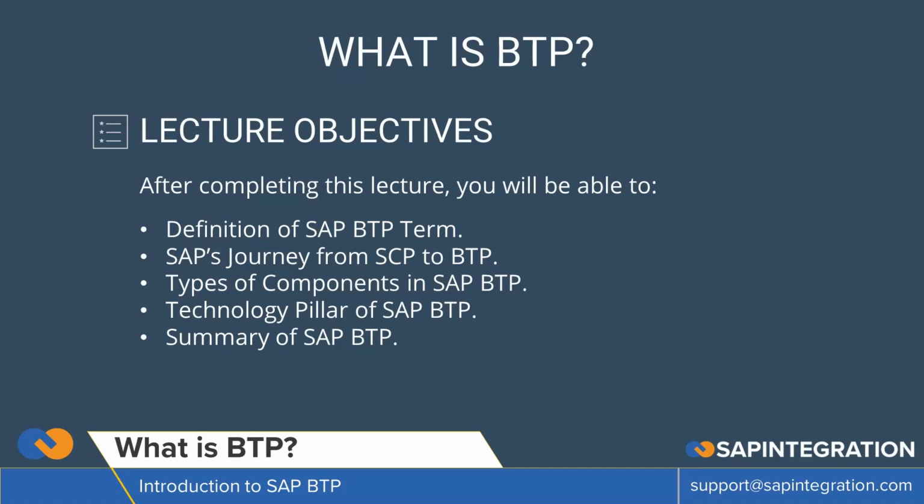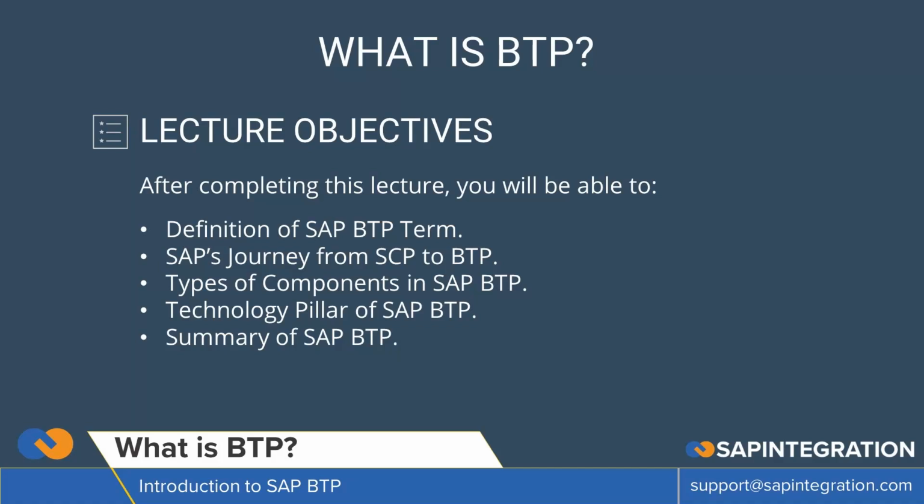By the end of this lecture, you will be able to firstly understand the definition of the SAP BTP term. Then I'll give you some background on SAP's journey from SAP to BTP. We will look at types of components in SAP BTP. Then the important concept in SAP BTP is the technology pillar of SAP BTP. I'll give you an overview of this, and in the upcoming sessions we are going to go deep down into this topic. Finally, we'll summarize the definition of BTP. These are the topics you will learn in this lecture.